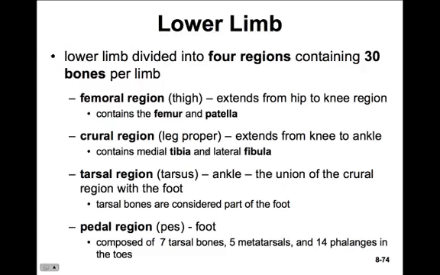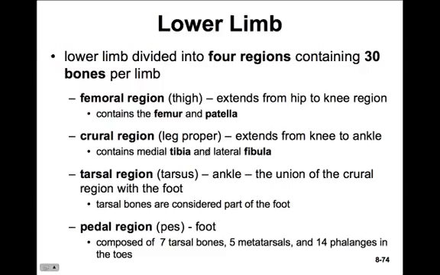The crural region is the lower leg. It extends from the knee to the ankle and contains the tibia and fibula. In the tarsal region, we're looking at the ankle. This is where we see the union of the crural region with the foot. And the pedal region is the pes, or foot. It's composed of 7 tarsal bones, 5 metatarsals, and 14 phalanges.